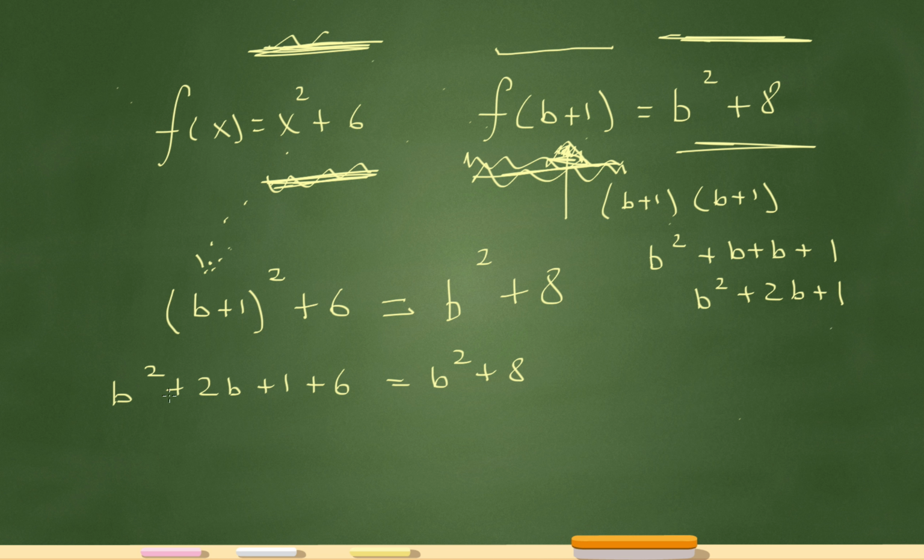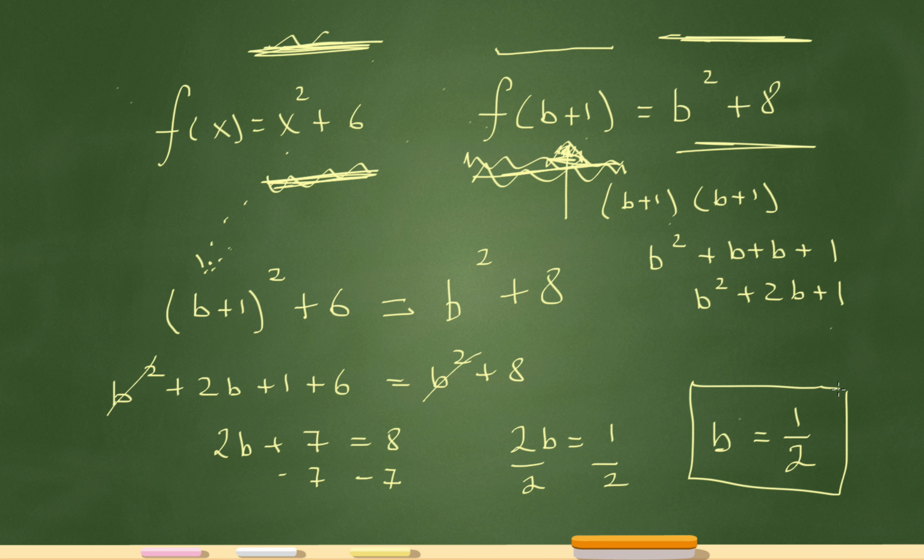And now let's start combining the terms. See that b squared over here and b squared over here, that'll cancel out, because if I subtract b squared from one side, it'll cancel the other one out. And then 2b plus 7 will equal 8. Now let's subtract 7 here, subtract 7 here, and that'll leave me with 2b equals 1, and divide both sides by 2 to solve for the b. And after all that, I get b to equal 1/2.